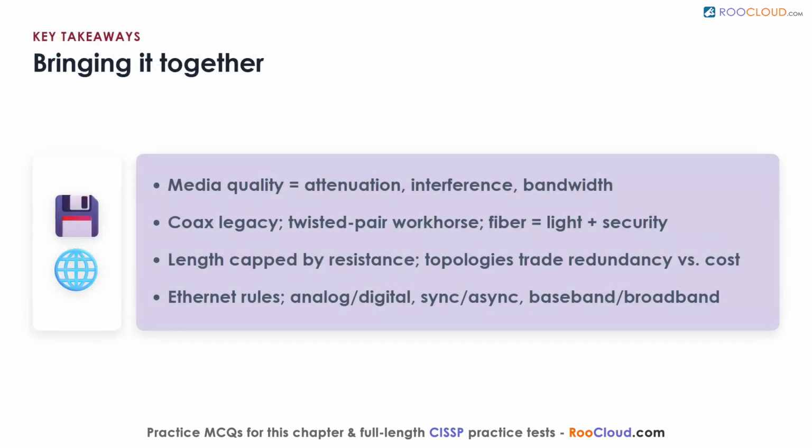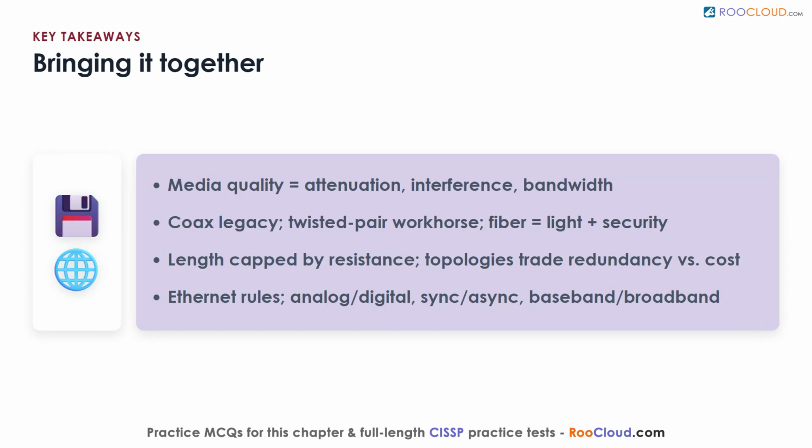So let's bring it together. The quality of any medium comes down to physical factors like attenuation, interference, and bandwidth. Coax survives mainly as legacy and specialty cable. Twisted pair is the flexible everyday workhorse, and fiber sends light for speed and security. Cable length is capped by conductor resistance, and repeaters extend it within limits. The network is organized by topology and by separated planes, with a cut-through or store and forward switching choice.